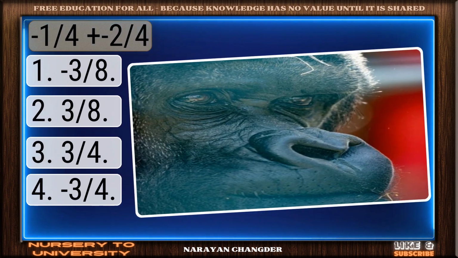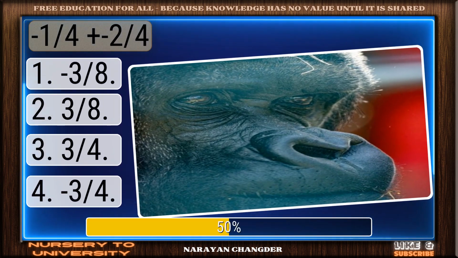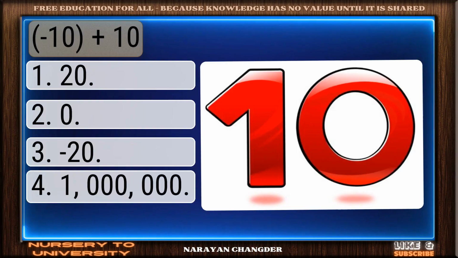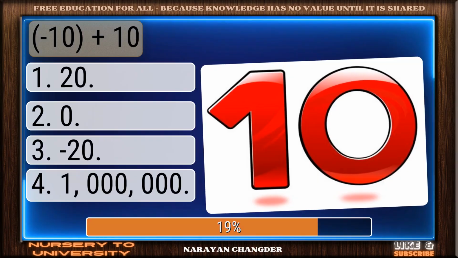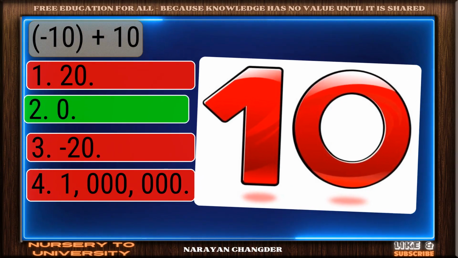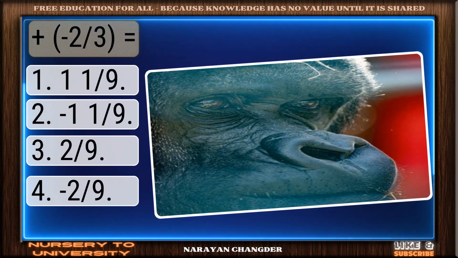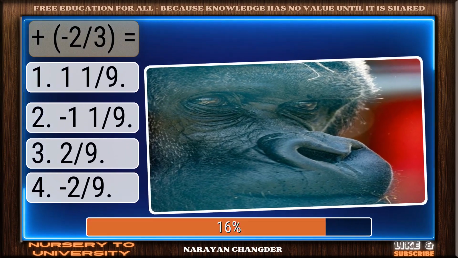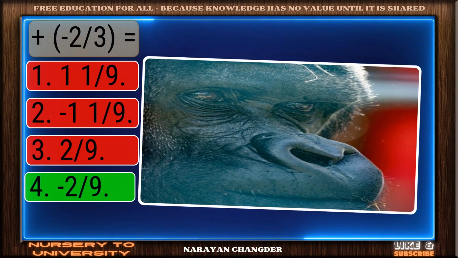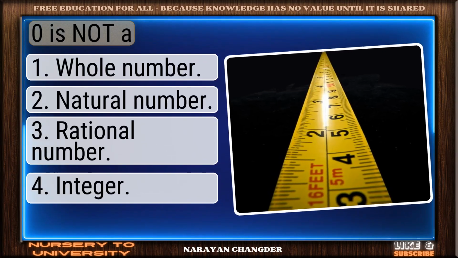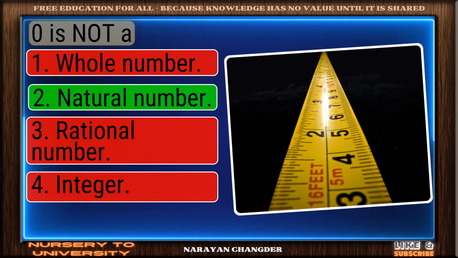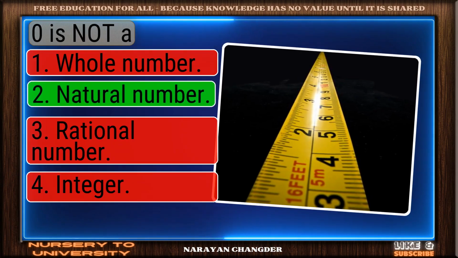Question number 264. 1/4 plus 2/4. Right choice. 3/4 is the best answer. Question number 265. Solid response. Zero is a valid choice. Question number 266. You got it. Your choice 2/9 is right. Question number 267. On track. Natural number is the correct answer.